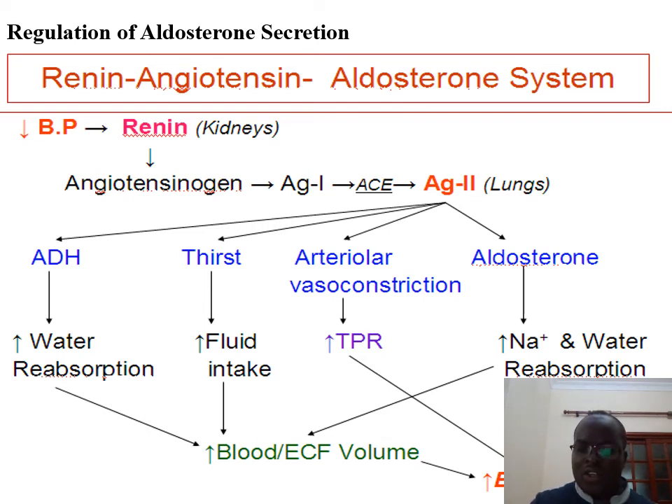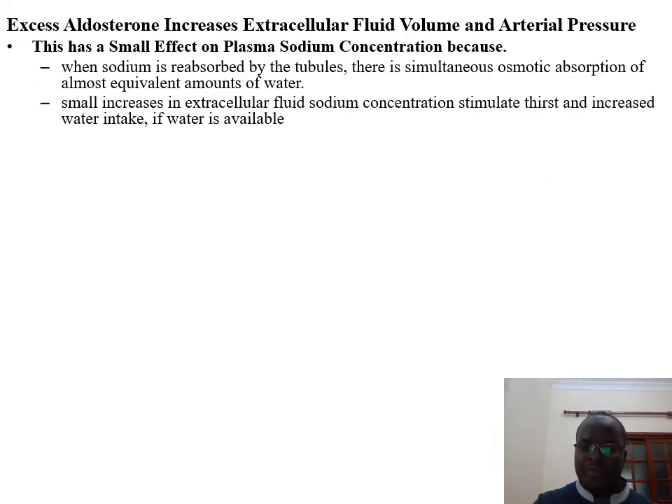So the secretion of aldosterone is dependent on the potassium ion concentration and angiotensin concentration. Excess aldosterone increases extracellular fluid volume and arterial pressure. This has a small effect on plasma sodium concentration. Why? It will have a small effect on plasma sodium concentration because when you are reabsorbing much of the sodium, water will also follow. That will dilute the sodium that you are reabsorbing. So you find that the effect on the sodium concentration is not that much.